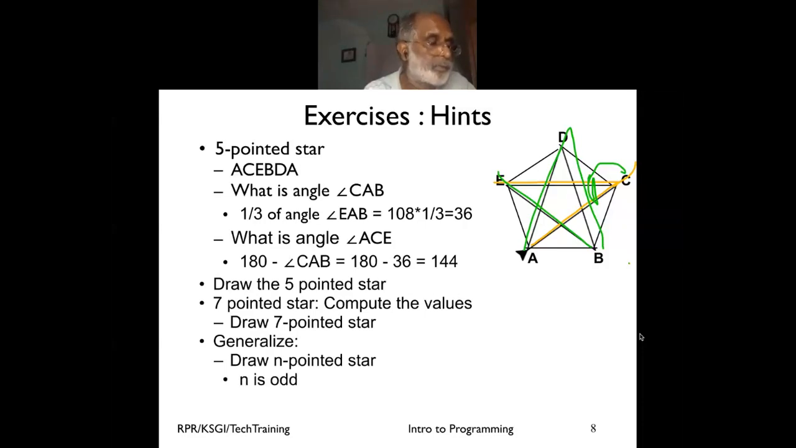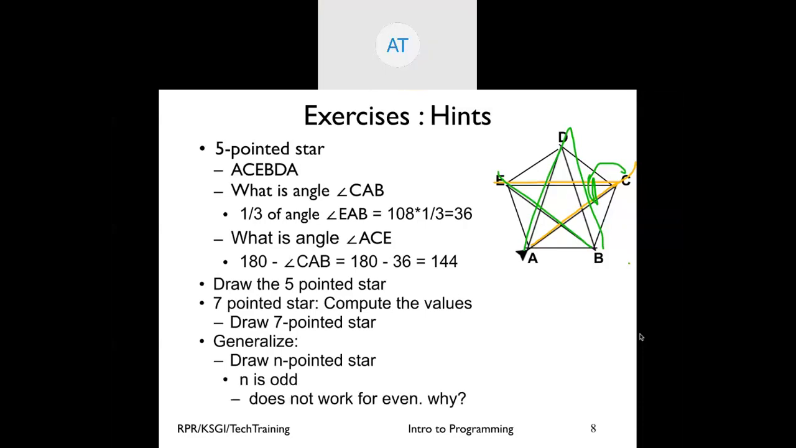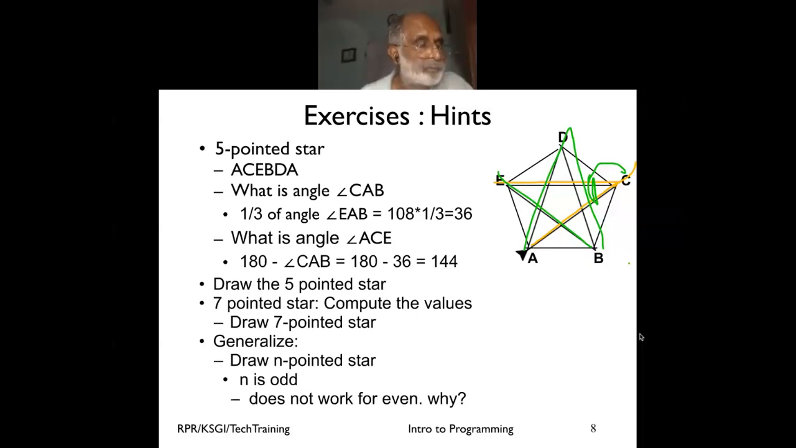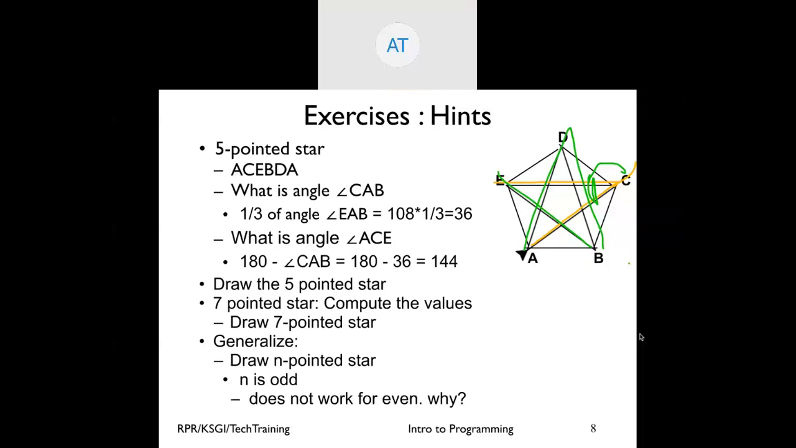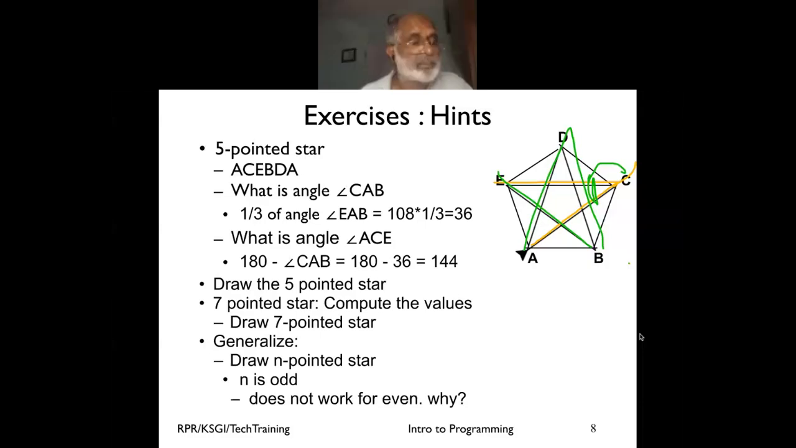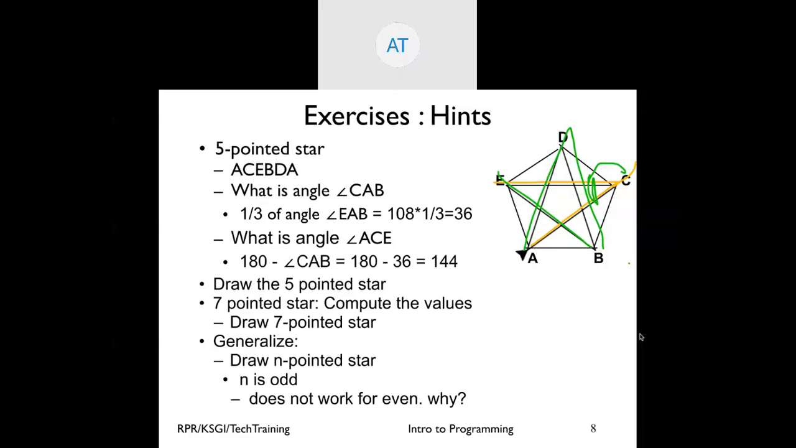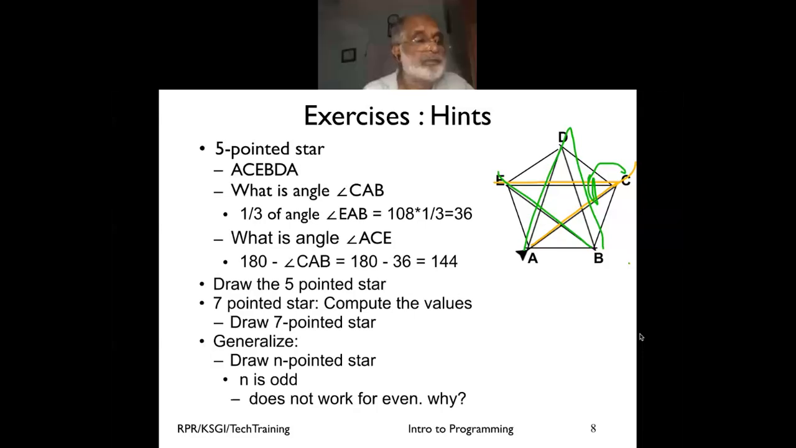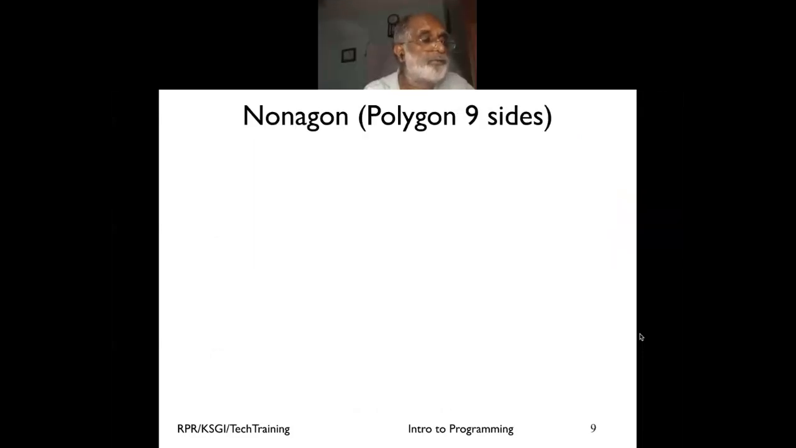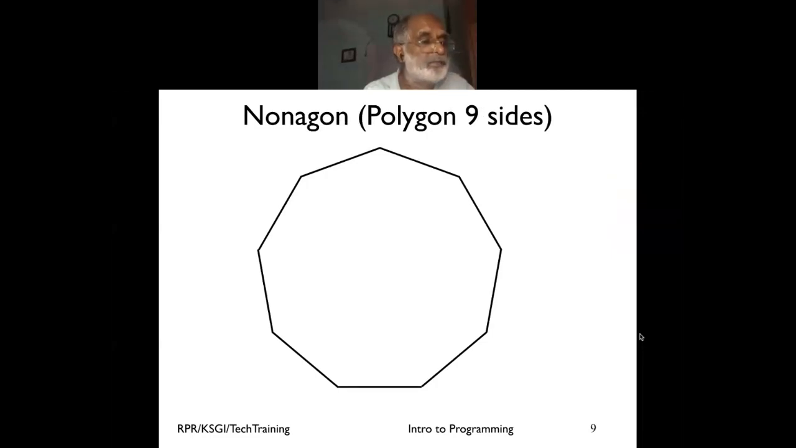If you want to draw a 7-pointed star, you will proceed with a heptagon. So if n is odd, how do you proceed? Let's look at a 9-sided polygon, a nonagon.